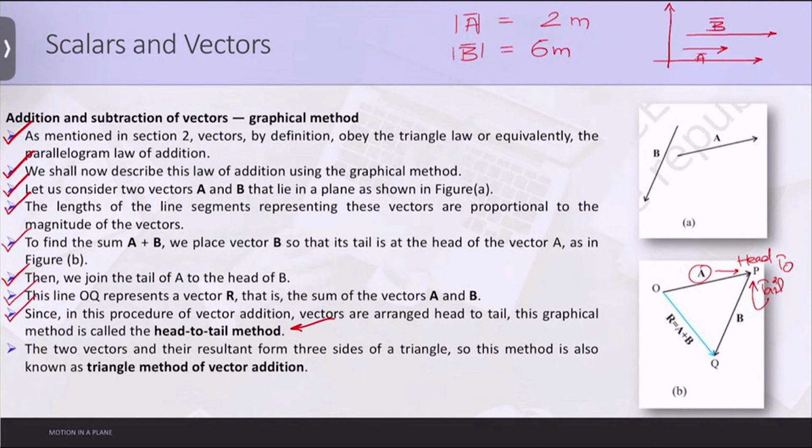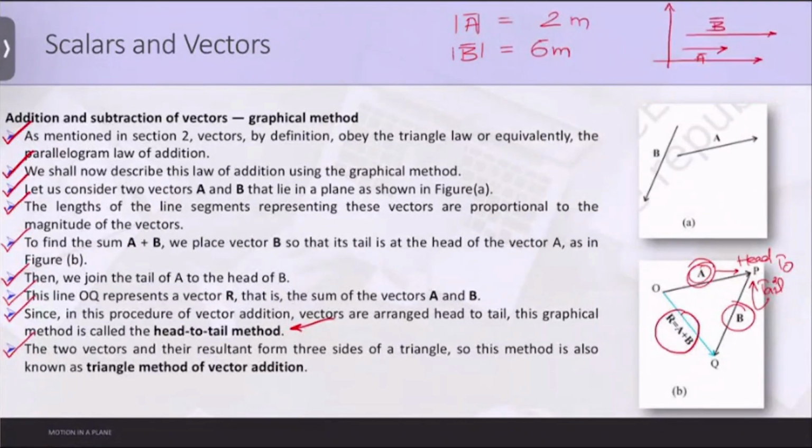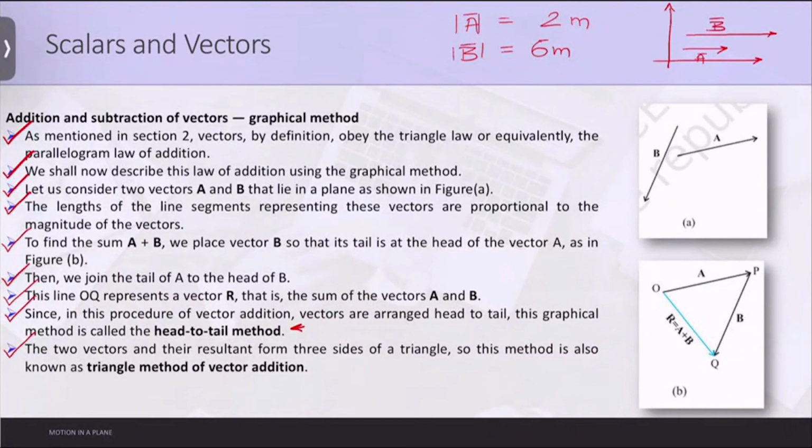Okay, the two vectors and their resultant form three sides of a triangle. The resultant is basically R here. The two vectors and the resultant form three sides of a triangle, and so this method is also known as the triangle method of vector addition. So that is how you represent the vector addition.